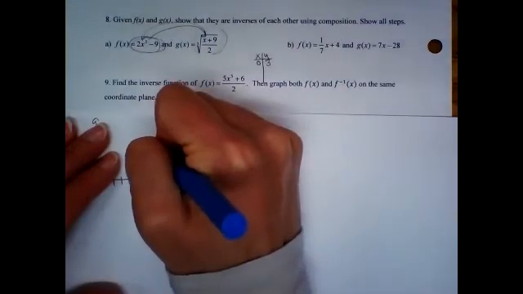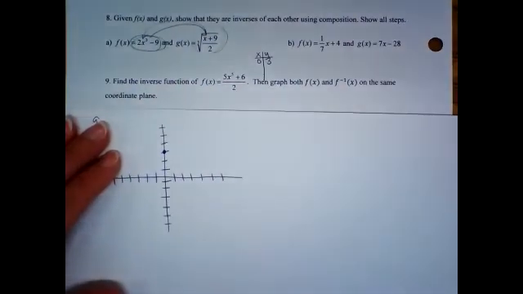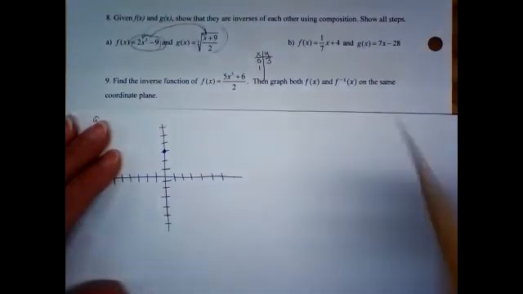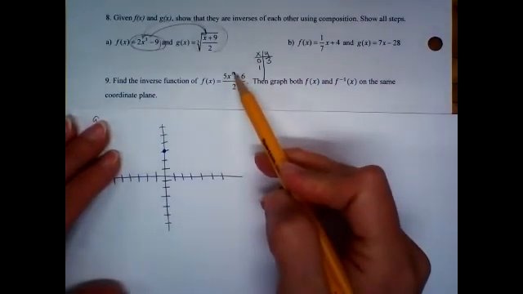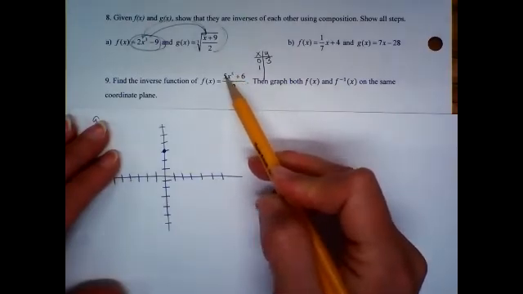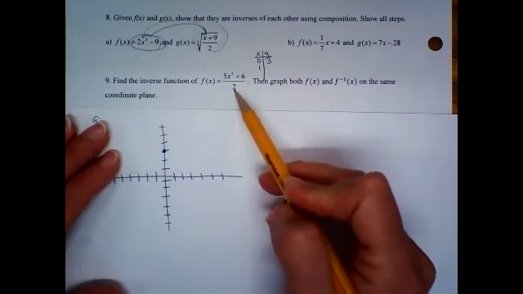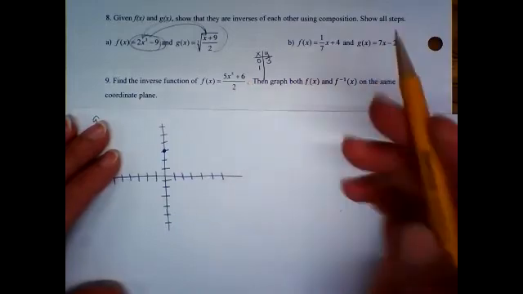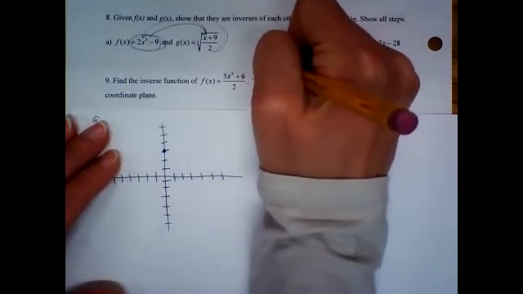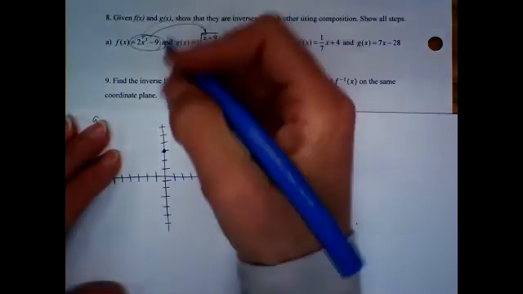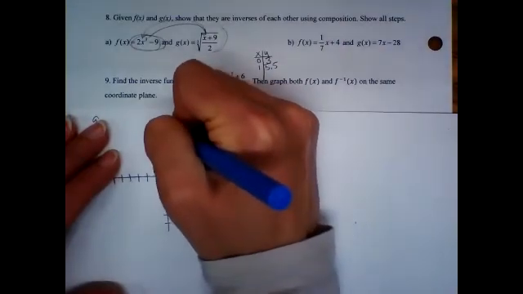I need a couple more numbers though. What else do you want to plug in? 1. That'd be the next easiest number. 1 to the 5th: 1 times 1 times 1 times 1 times 1. 1 times 5, 5, plus 6 is 11. 11 divided in half, 5.5, perfect. So we get 1, 5.5.